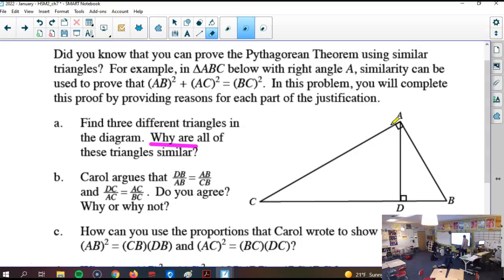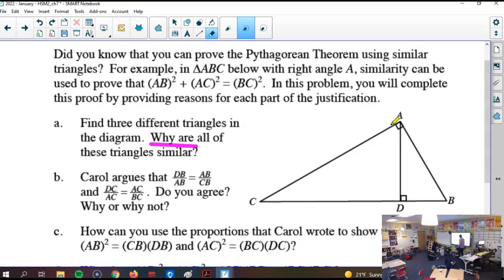Are we done? Because we have to prove the Pythagorean theorem. So in similar triangles, similar to CPCTC, what can we do with similar triangles? Corresponding parts of similar triangles are similar. That was in the last thing, I think.